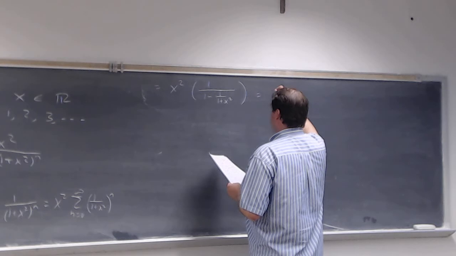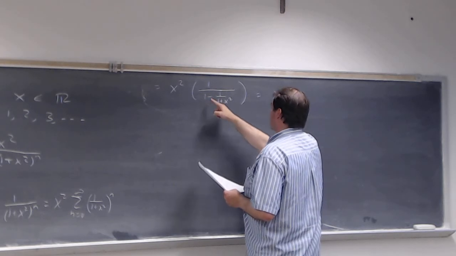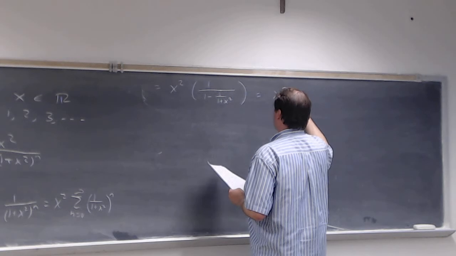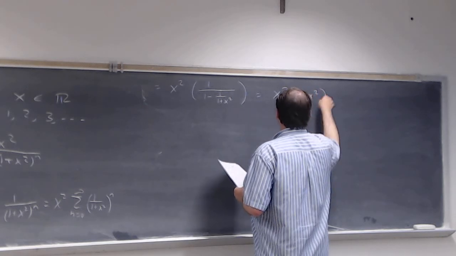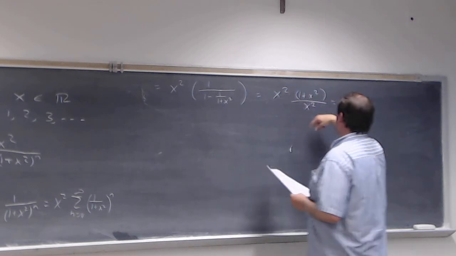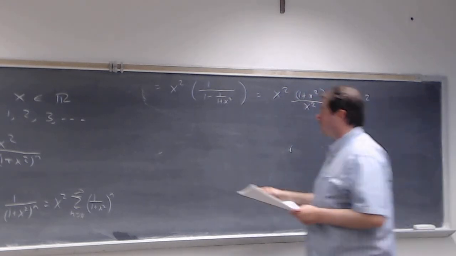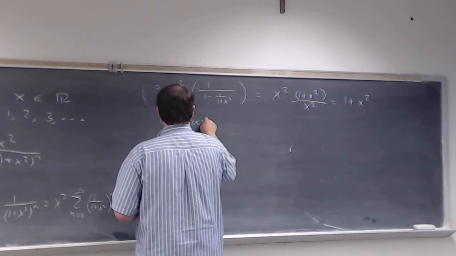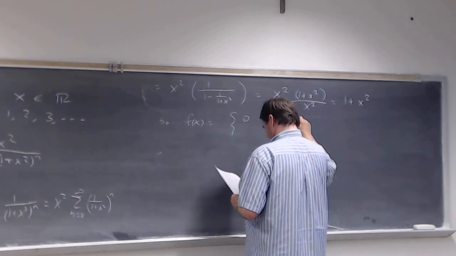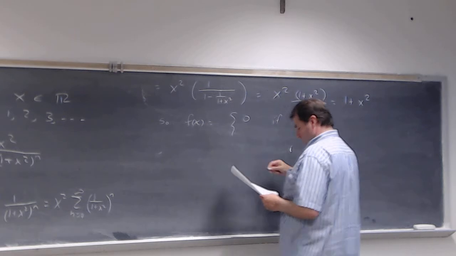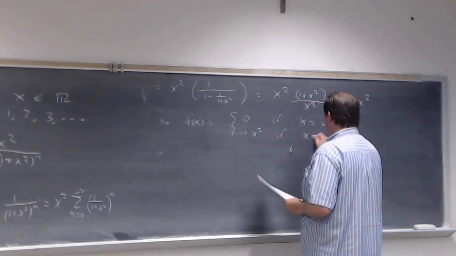Let's simplify this. That's the same thing as x squared times, with the common denominator 1 plus x squared, 1 plus x squared over x squared in the top, all over 1 plus x squared minus 1. So the x squared would cancel, and we're just left with 1 plus x squared. So what f of x is, the sum function, is equal to 0 if x is 0, and it's equal to 1 plus x squared if x is different from 0.